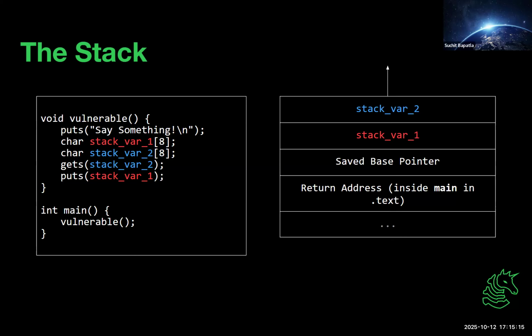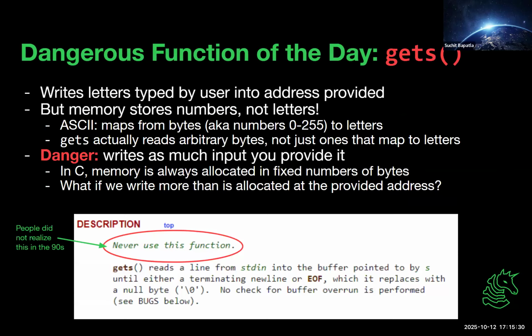Yeah, you write something more than 8 characters. Yeah. So this gets function doesn't actually check how many bytes we write. We can write way more than the buffer that we're actually reading into. So this is the function that's sort of centered around all of our challenges for pwn 1.